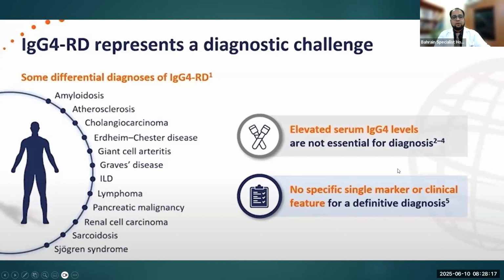So serum IgG4 can also be elevated in a few of the conditions which are enlisted here, like amyloidosis, atherosclerosis, cholangiocarcinomas, Erdheim-Chester disease, giant cell arteritis, Graves' disease, lymphomas, interstitial lung disease, renal cell carcinomas, sarcoidosis, and Sjogren's syndrome. There is no specific single marker for definitive diagnosis.